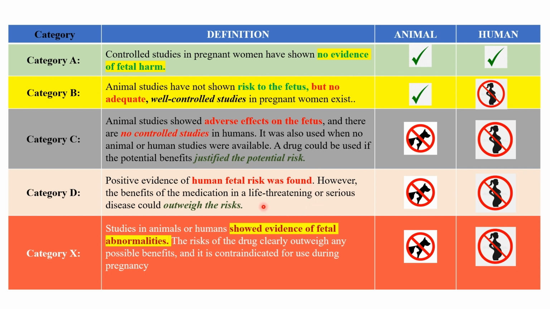Now the next one is category D. In category D, the risk was found even in the human fetus, right? And again, only on a risk benefit basis can this be provided to the patient. And category X drugs show fetal abnormalities both in animals as well as in human beings, and this type of drug should definitely be totally avoided during pregnancy.